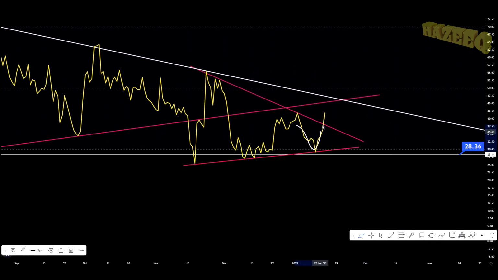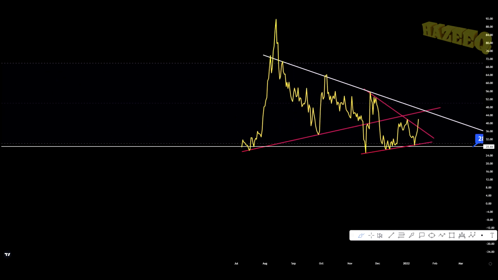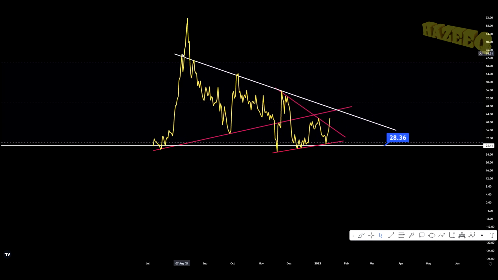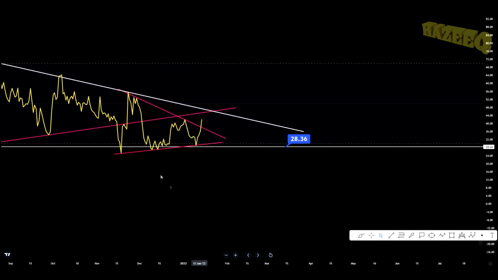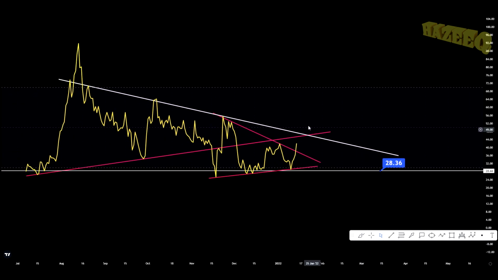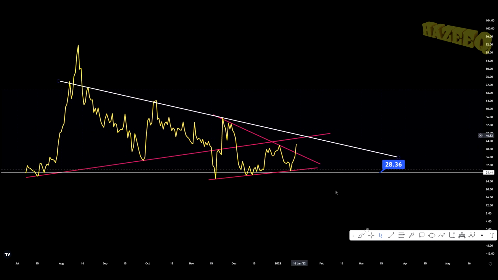Now, if we break through the pink one, look for a retest of resistance at this white trend line. As you can see, we have this huge white trend line that we've been hitting our head on since August, and we can potentially create another lower high on the RSI. So if you hit your head on either of these levels, that would be a good take profit zone.